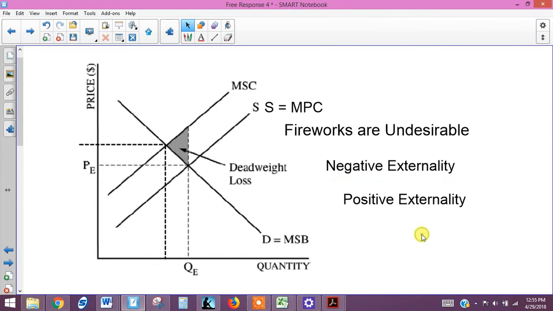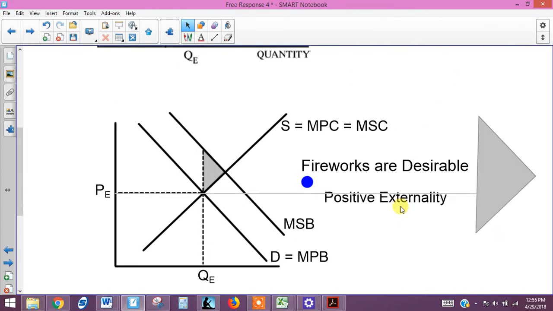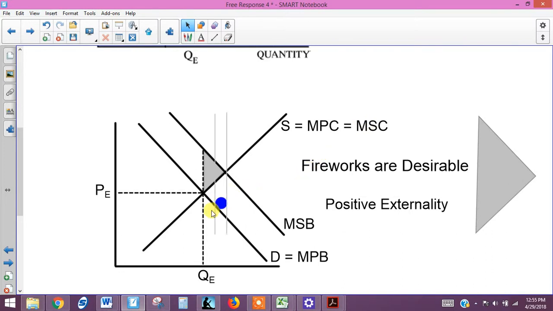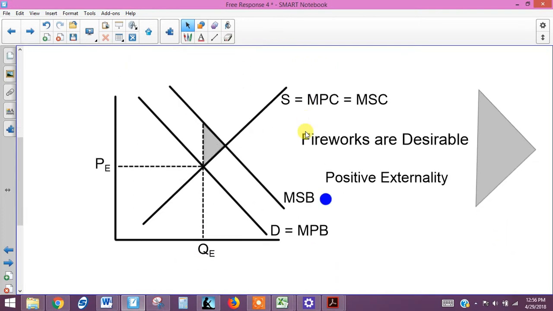So when there's a positive externality, which we have right here, our supply equals marginal private cost equals marginal social cost. However, we're going to have a higher marginal social benefit. So this case right here is no longer true. The market demand is the marginal private benefit.